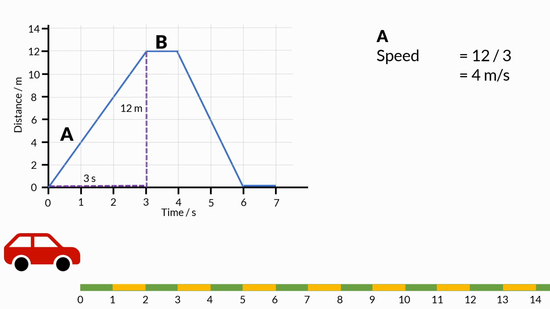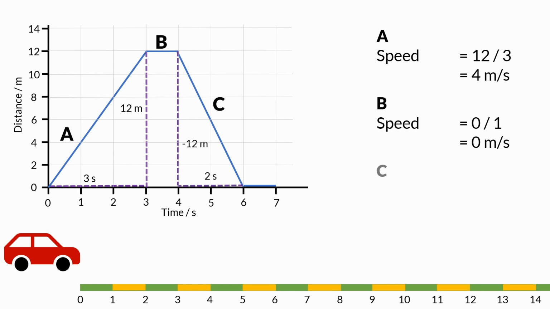For B, there was no rise. There was a run of 1 second, which meant 0 meters per second. And then for section C, there was a negative rise, a rise of negative 12, and a run of 2 seconds. So negative 12 divided by 2 gives us negative 6 meters per second. And that negative meant it was coming backwards.